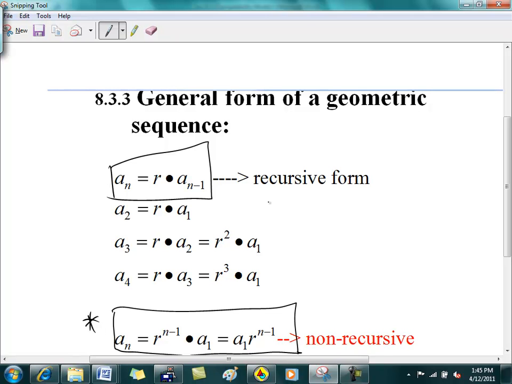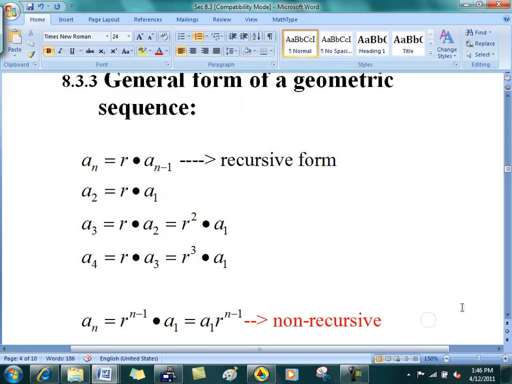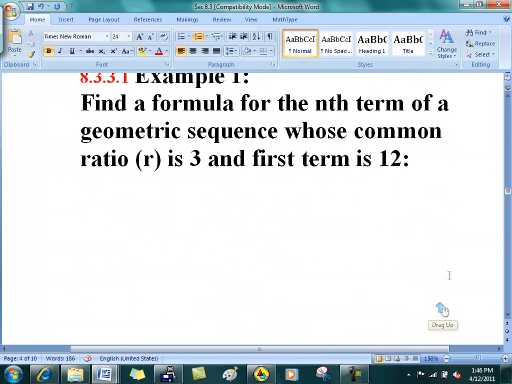You don't have to worry about these equations. It's just a way of going from this one to that one. And I don't expect you guys to be able to do that. Just know your formulas basically. So here's the first example.